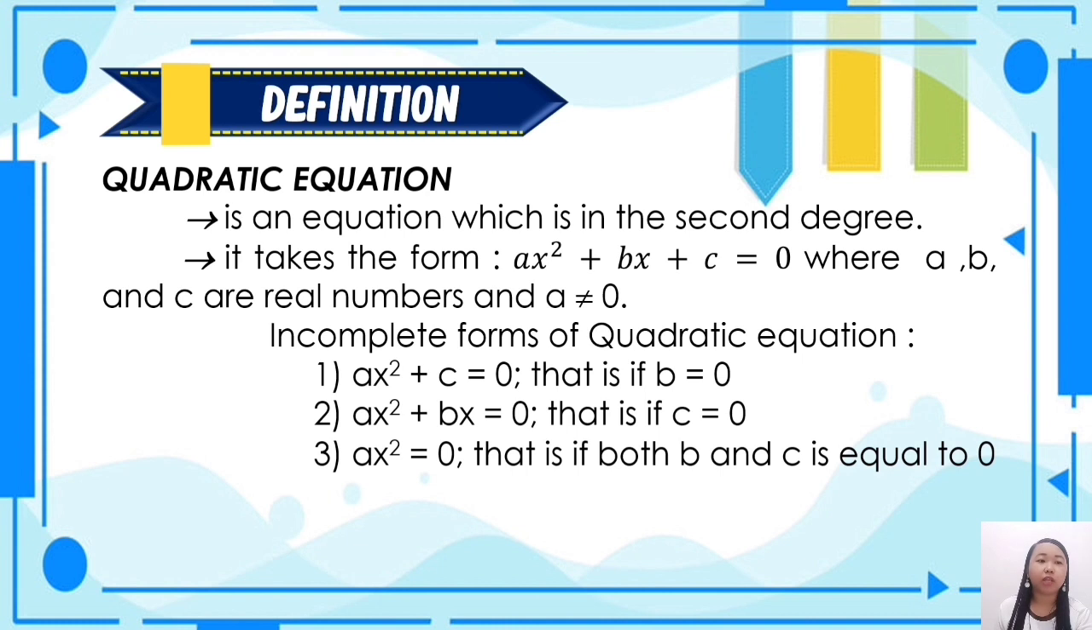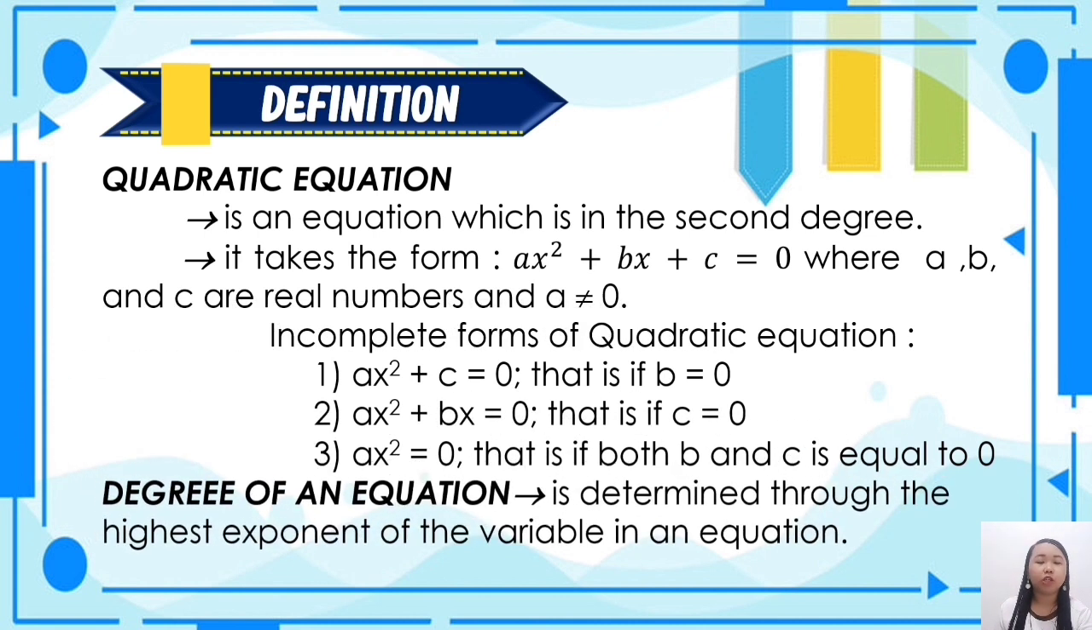Incomplete forms of quadratic equation. First, ax squared plus c is equal to 0, meaning there is no linear term since b is equal to 0. Second, ax squared plus bx equals 0. This time, the constant term is equal to 0. And number 3, ax squared is equal to 0. B and c are equal to 0, meaning there is no linear term and constant term. But it is a quadratic equation.